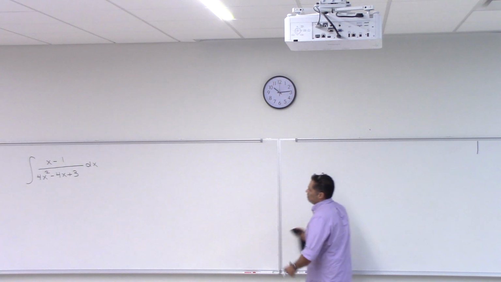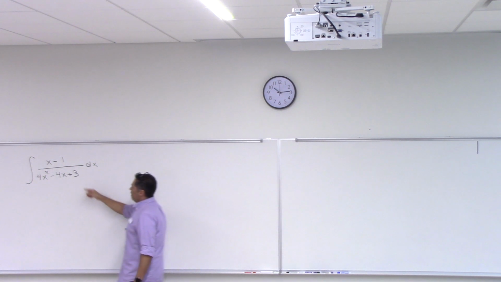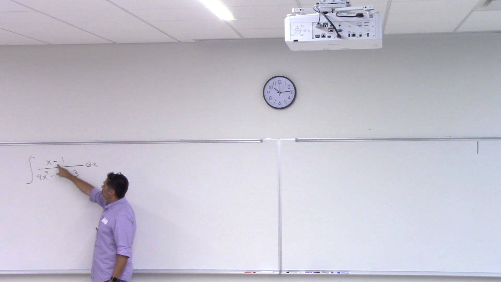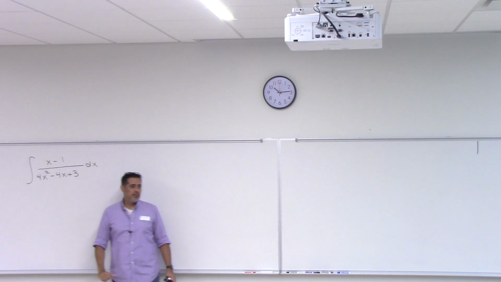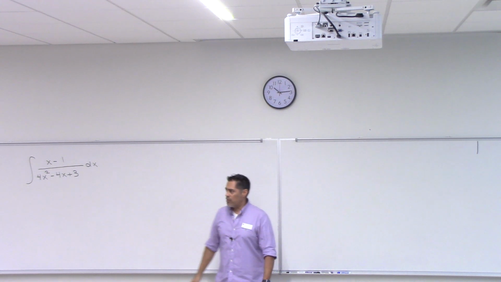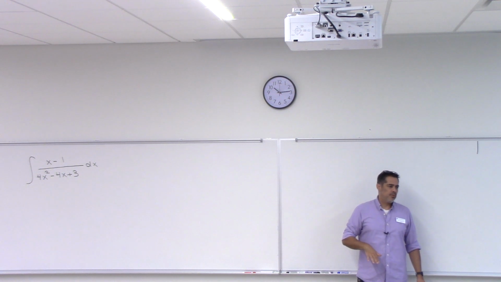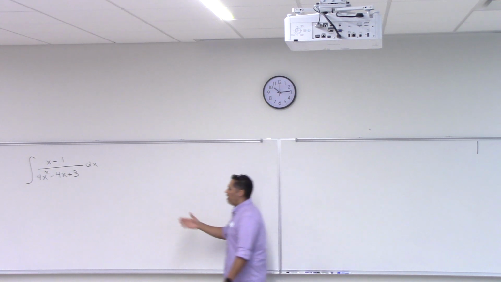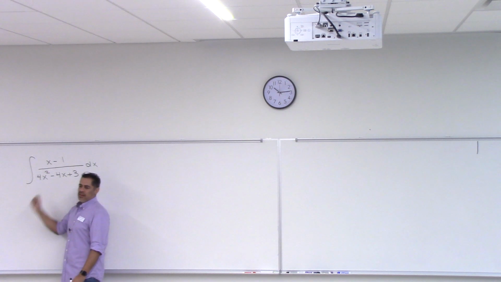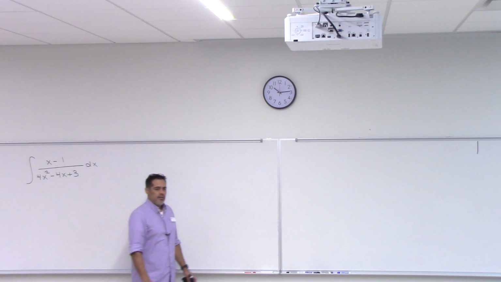So what do we have? We have a linear expression over a quadratic, right? A linear expression over a quadratic. And that quadratic on the bottom is irreducible. You just have to take my word for now. If you try and factor the bottom, it's not going to factor, all right?